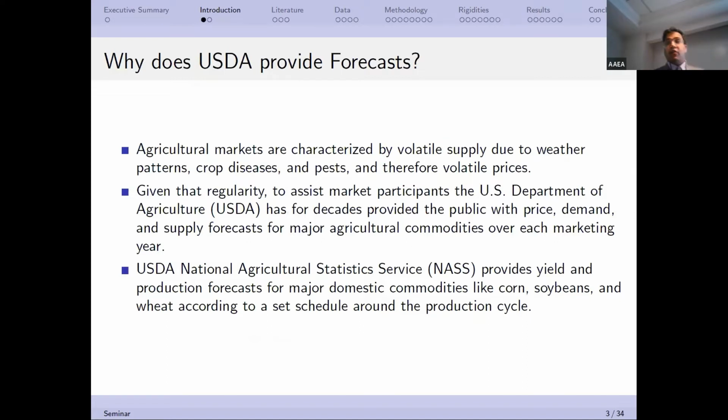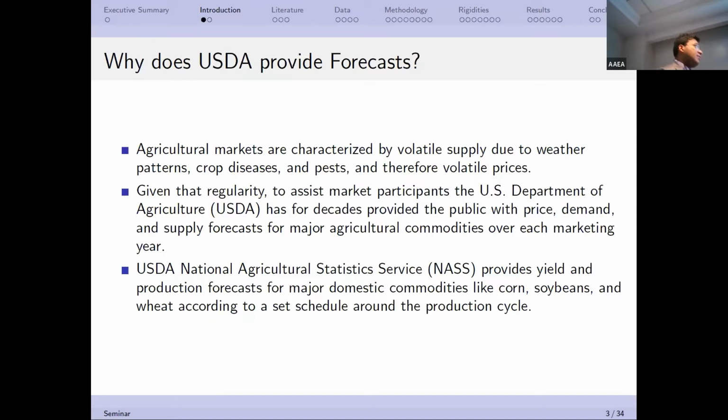Now, the question is, why does USDA provide these forecasts? Well, markets are characterized by volatile prices and volatile supply. This could be because of weather fluctuations, crop diseases, pest infestations, and hundreds of other reasons. Now, to make sure that some of the uncertainty because of these factors is reduced, USDA provides these forecasts to the market to resolve some of this information uncertainty.